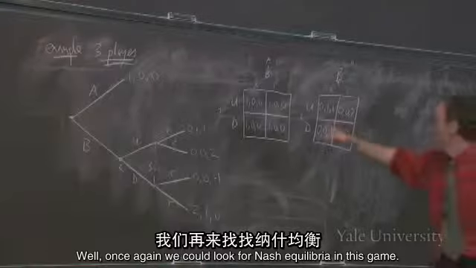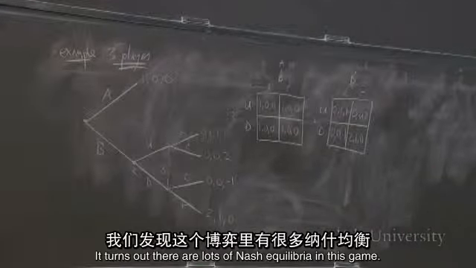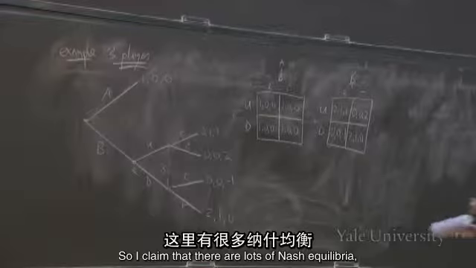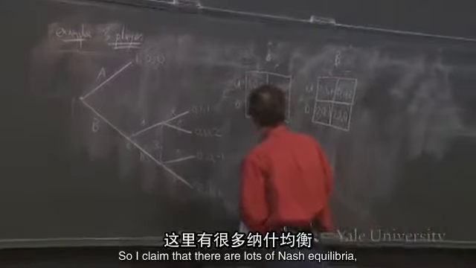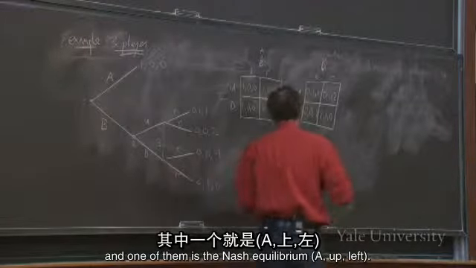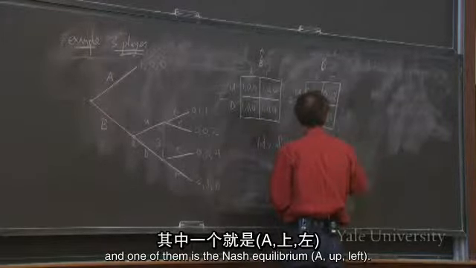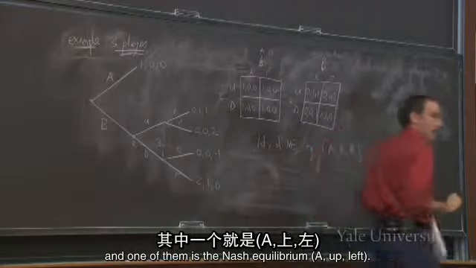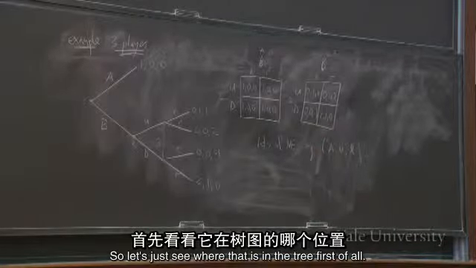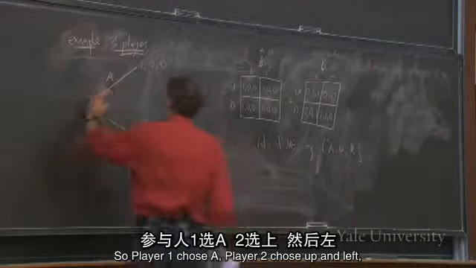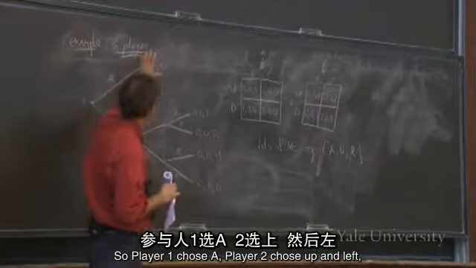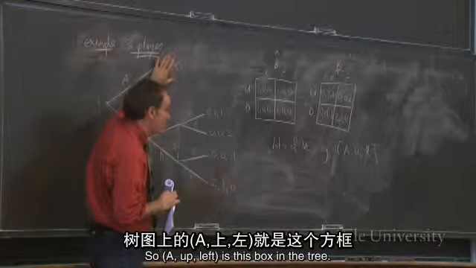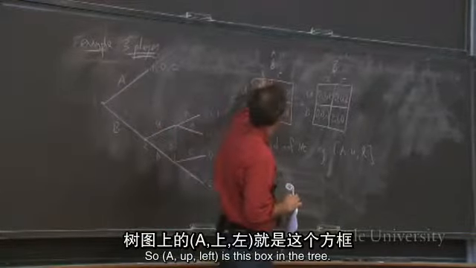Well, once again, we could look for Nash equilibria in this game. It turns out there are lots of Nash equilibria in this game. Let me just show you one Nash equilibrium, and then we'll talk about it. So one of them is the Nash equilibrium A, up, left. So let's just see what that is in the tree, first of all. Player one chose A. Player two chose up and player three chose left, but it followed A, so we end up at 1, 0, 0. So A up left is this box in the tree.